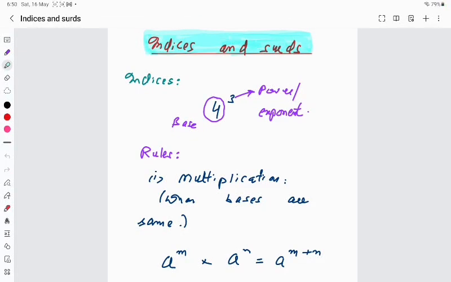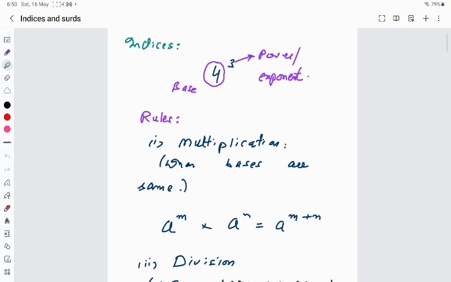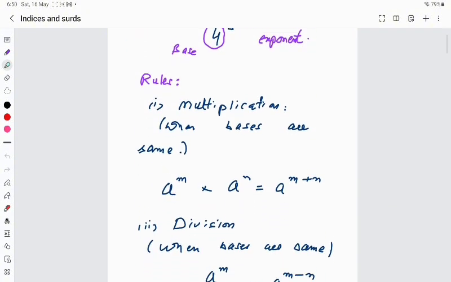Indices and Surds. Indices is actually the plural of index, and index stands for power. Look at this number, 4 power 3. Now 4 over here is the base and 3 is the power or exponent. There are certain rules in indices.